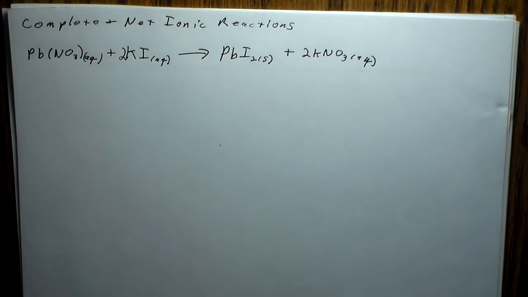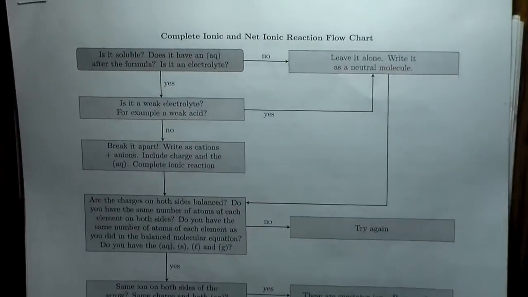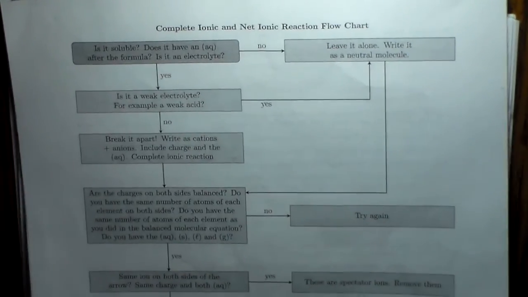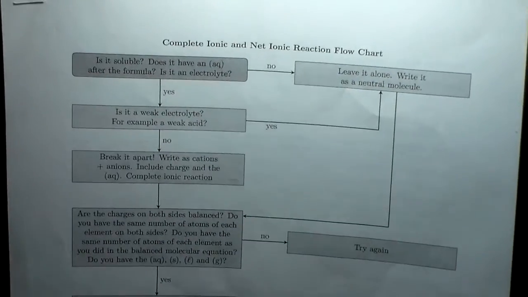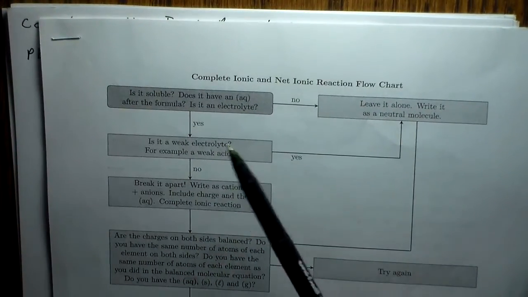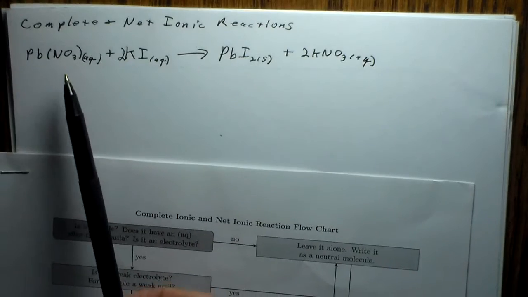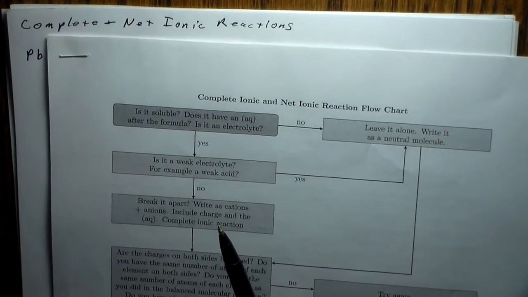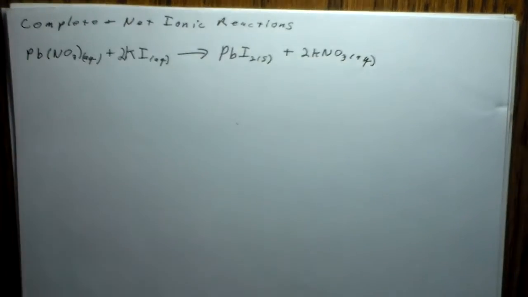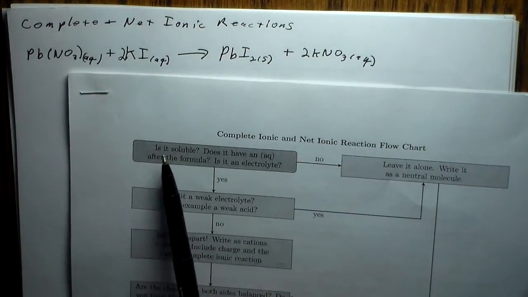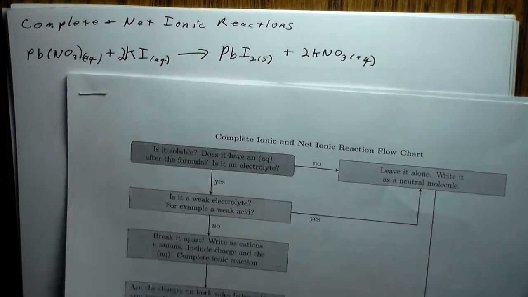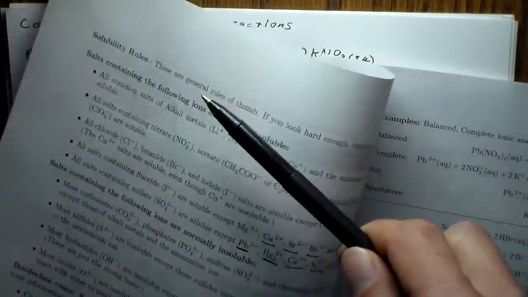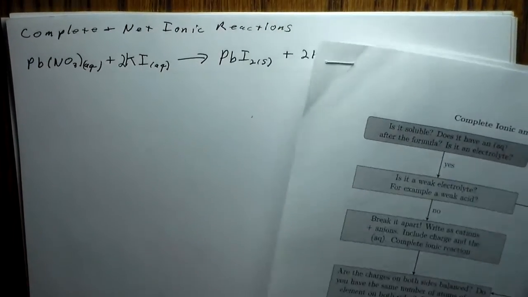Now what we're going to do is use this little flowchart. And this is, of course, the thing which is on D2L, so definitely refer to it while we're going through this. Basically, we're going to look at each part of the reaction, and using this flowchart we can determine how we're supposed to deal with it. The first thing is we start up here, and this asks, is it soluble? This is also referring back to our solubility rules.